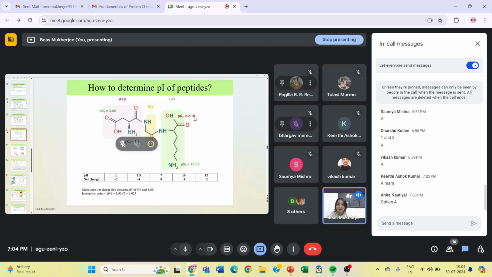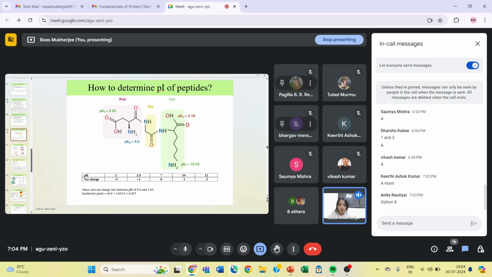Then what happens at a pH of more than 2.2? This particular group gets deprotonated, so 1 minus charge gets added, and so this is plus 1 now. Then what happens at a pH of more than 4? I will take this as 7, which is the neutral pH. What happens?